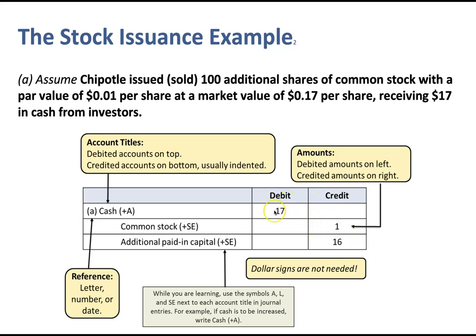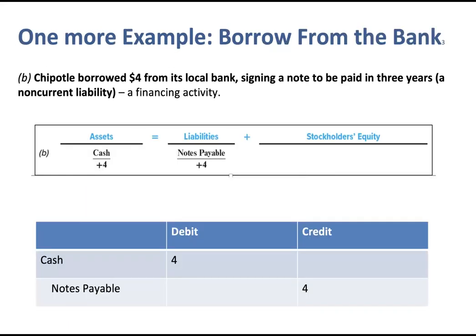Debit for an asset account already means increase, and credit for a stockholders' equity account also means increase. So you don't need plus or negative signs, because debit and credit already tell you the sign, or the direction, of that asset or stockholders' equity. All right, one more example.